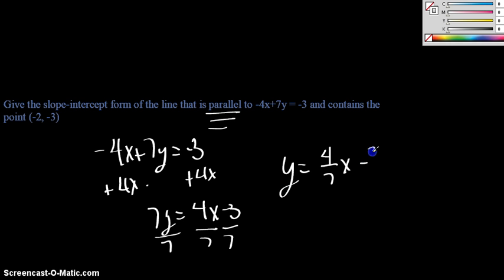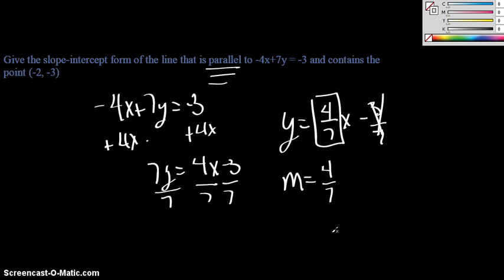4/7 x minus 3/7. You notice that none of these problems, we don't do anything with this. We can really ignore this on every one of these problems. We only care about, at this part, that slope. So my slope is 4/7. And if I want to find my parallel slope, and we indicate parallel, if you remember, with two straight lines, my parallel slope is the same, so it's also 4/7.